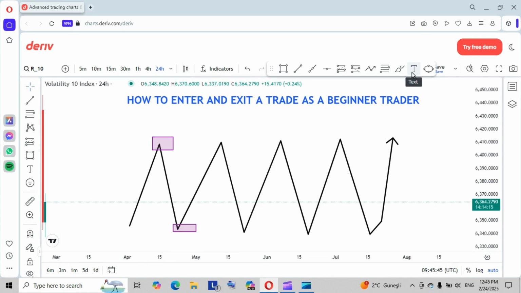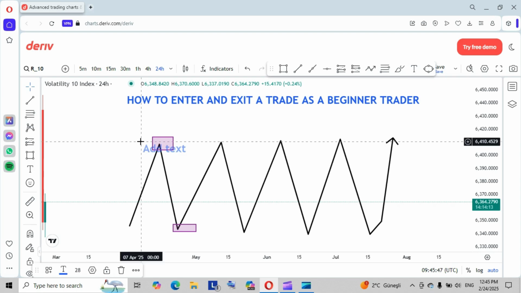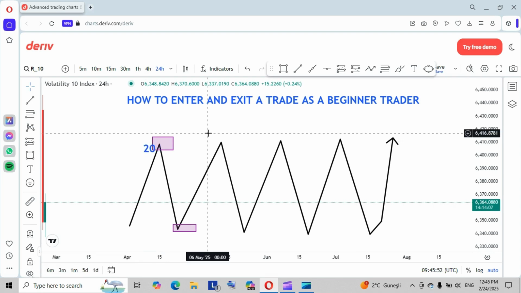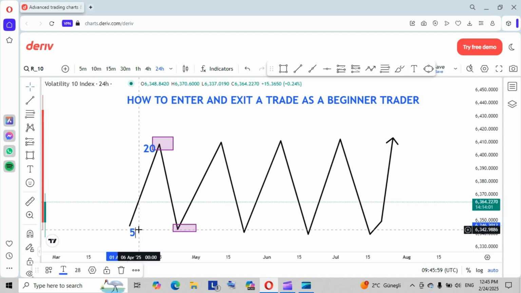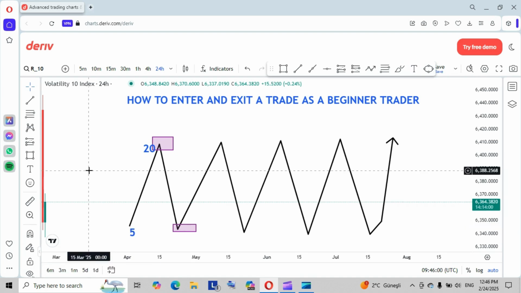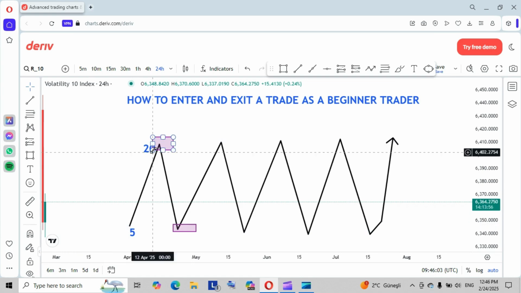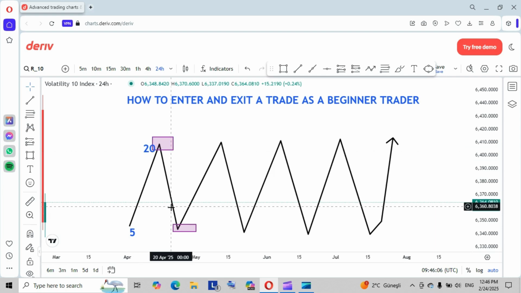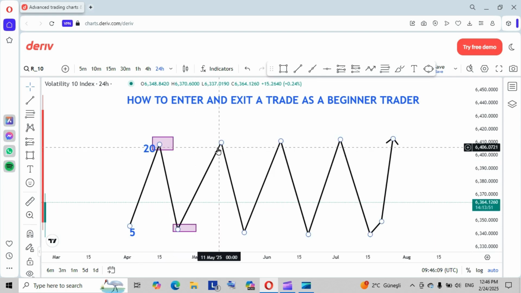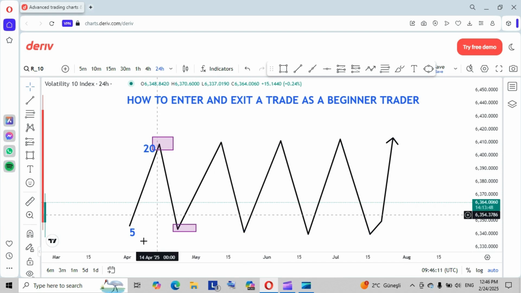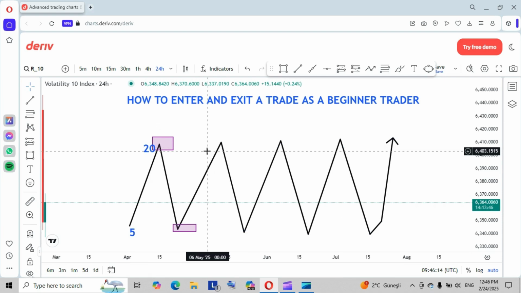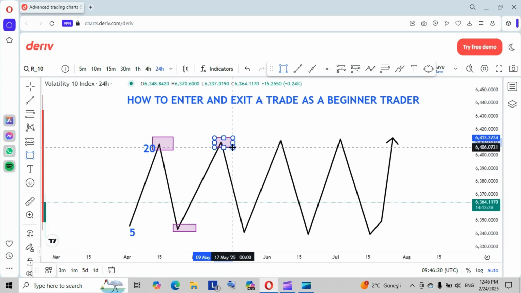Let's say this particular area is $20, and let's say this particular area here is $5. So the buyers were able to push the price from $5 all the way to $20. Then the sellers pushed the price back to $5, the buyers pushed again. So the price is just going to be within $5 and $20. So the market is ranging. It means there's an equal amount of buyers and sellers in this market. So this equal high and equal low are also called support and resistance, but I don't want to go into all that detail.